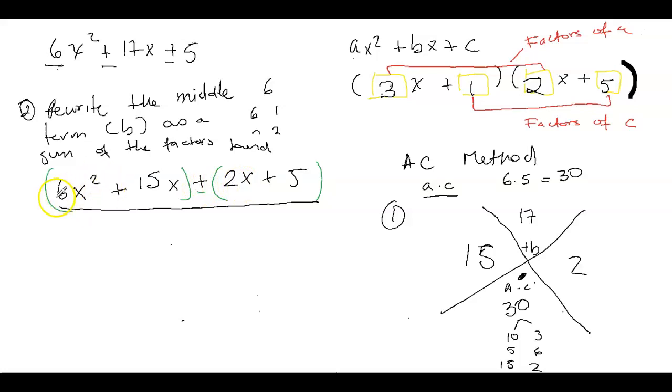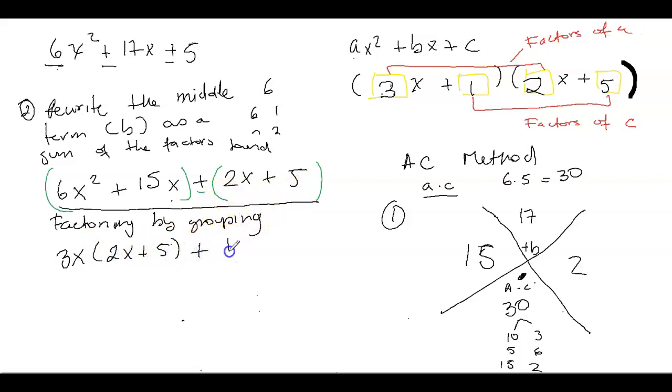That's why it's called factoring by grouping, because I've grouped them. I have to see what they have in common. They both have an x, and they both have a common factor of 3. So I am going to factor out 3x, and I am left with 2x plus 5. Over here it's looking the same, so I'm just going to factor out a 1, and I have 2x plus 5.